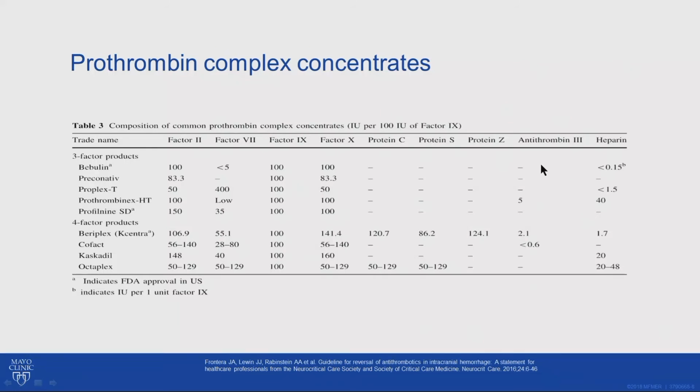So what are PCCs? These are prothrombin complex concentrates. This table is taken from the guidelines for reversal of antithrombotics that was published in Neurocritical Care in 2016. It breaks down some of the 3-factor products and 4-factor products and what is in each of them. The 4-factor products have more of the factor 7 compared to 3-factor products. When we're talking about activated 4-factor PCC, the reason it's activated is that the factor 7 is in its active form.